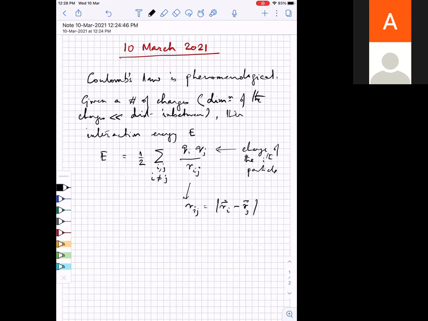Now, this seemingly very simple equation summarizes the sum total of all knowledge, all experimental fact in electrostatics. So we think of the whole of electrostatics, the whole of electrostatics is basically summarized in this one equation. This equation tells us everything that we knew experimentally about electrostatics. Now, what I want you to do next is this. Hold on.